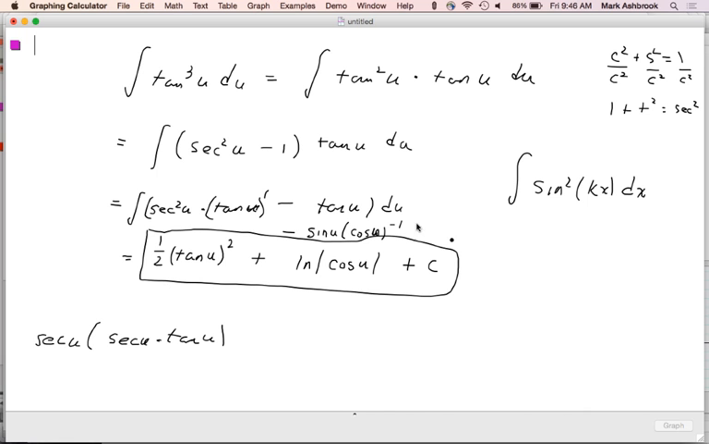1/2 secant u squared would also work. When you say, well, this is a different function than that. Well, they're just off by a constant of 1, right? Because 1 plus tangent squared equals secant squared. And so then you just have a different constant. Yeah, so this is the other way to do that, 1/2 secant squared u. Those are off by just a constant of 1, so you just have a different c.